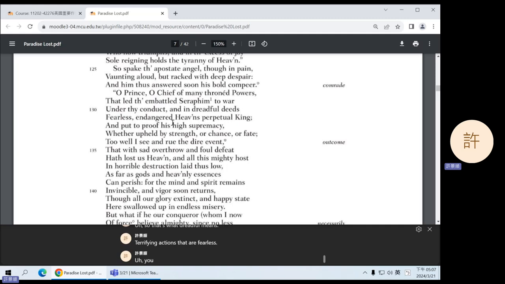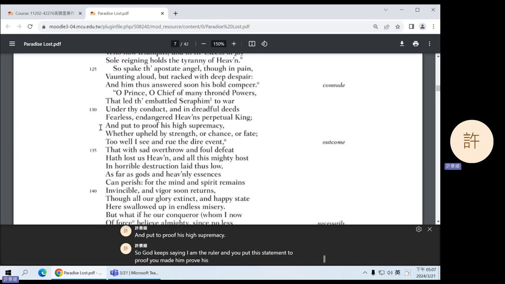You manage to make heaven's eternal king feel danger, endangered. And put to proof his high supremacy. So God keeps saying, I am the ruler, and you put this statement to proof. You made him prove his claim to power. In English, we have a phrase, let's put it to the proof, which means let's try, do an experiment. Let's prove that this is true. Let's put it to the test. Let's put it to the proof.